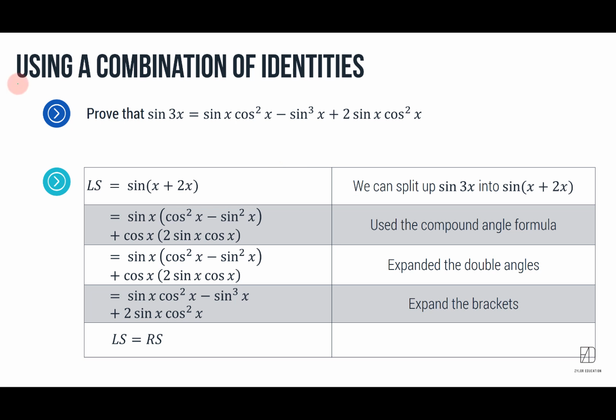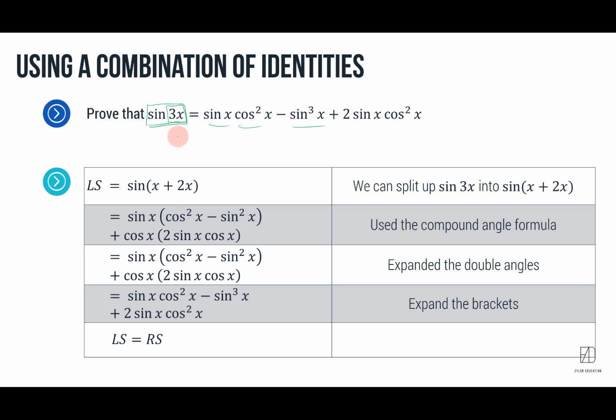So finally, we can combine identities to solve a more complicated question. Right here, we have sin 3x is equal to sin x cos squared x minus sin cubed x plus 2 sin x cos squared x. But in this case, we'll try to work with sin 3x first. So we'll work with the left side. Here, what we need to think about is, what do we know about having an angle of 3x?